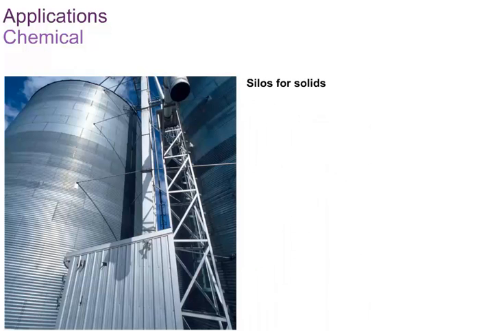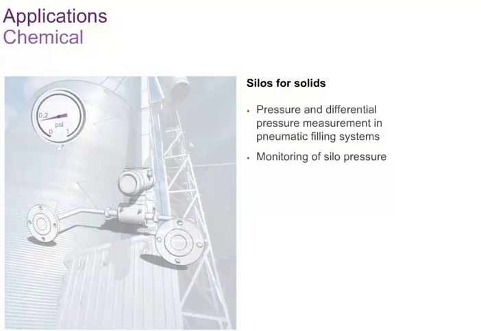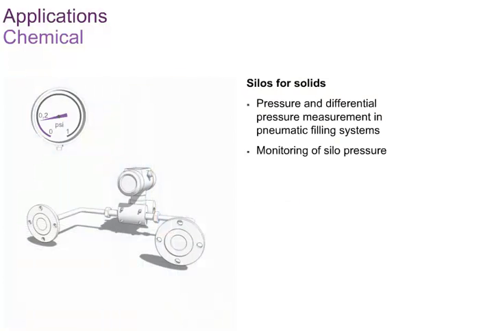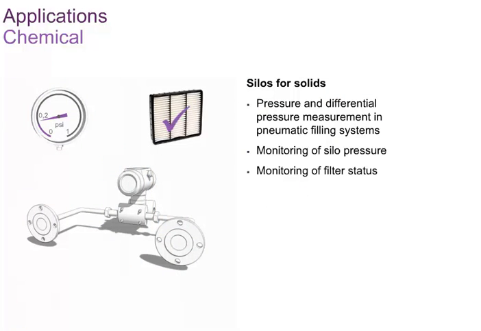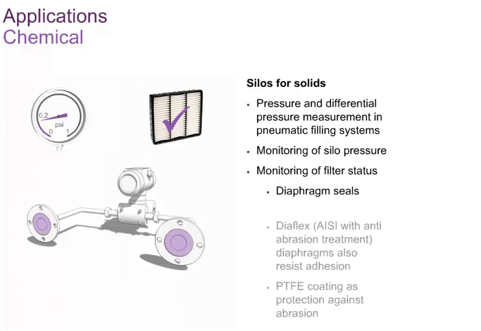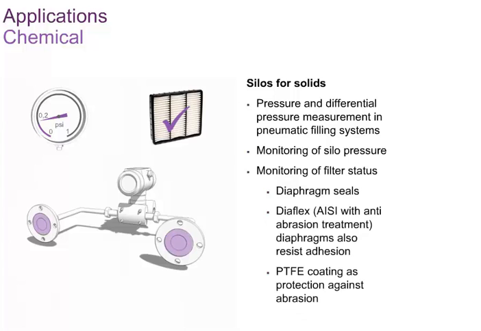In pneumatic filling systems for silos for solids, gauge pressure transmitters are used for silo pressure monitoring. Monitoring of the filter status will be done by measuring the differential pressure between the inlet and outlet of the filter. For this application, diaphragm seals should be used having a diaphragm surface with a high resistance to abrasion, for example, made of Diaflex or coated with PTFE.